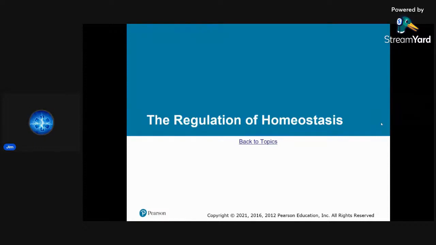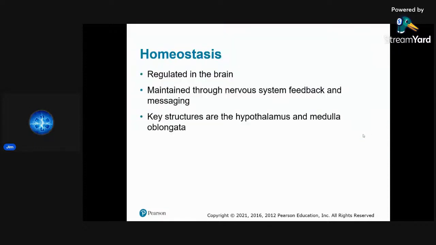The regulation of homeostasis. Homeostasis is regulated in the brain. This is the body's way to maintain a normal state. It wants to be in a neutral position, right? So it's regulated in the brain, maintained through the nervous system, feedback and messages, and all the glands and stuff like that. And the key structures of the hypothalamus and the medulla oblongata, right?